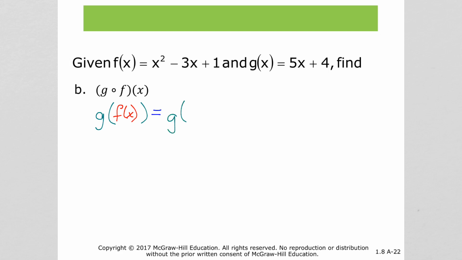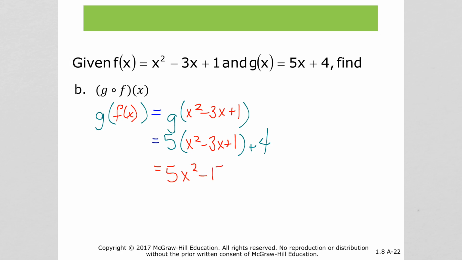So g of f of x, which is x squared minus 3x plus 1. So in g, we're going to plug in x squared minus 3x plus 1 whenever we run into an x. So we've got 5 times x squared minus 3x plus 1 plus 4. Then distribute the 5 inside our parentheses and combine like terms. Okay?